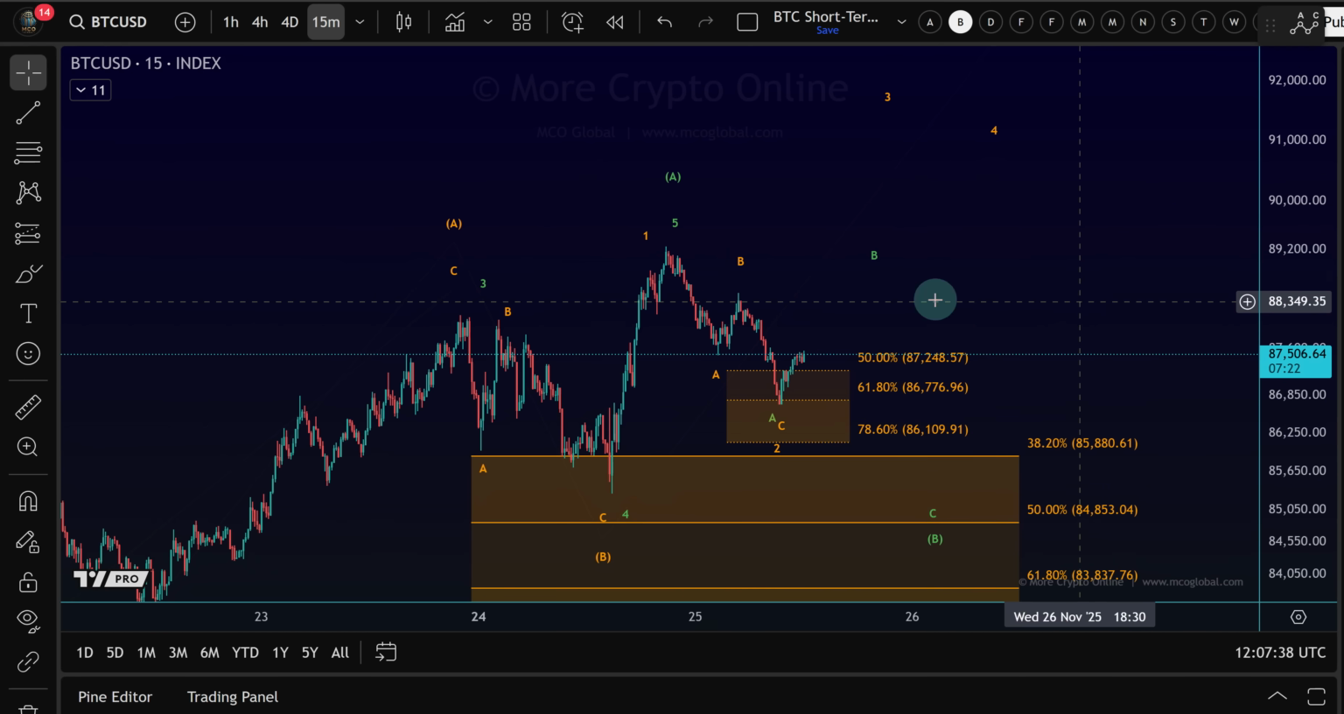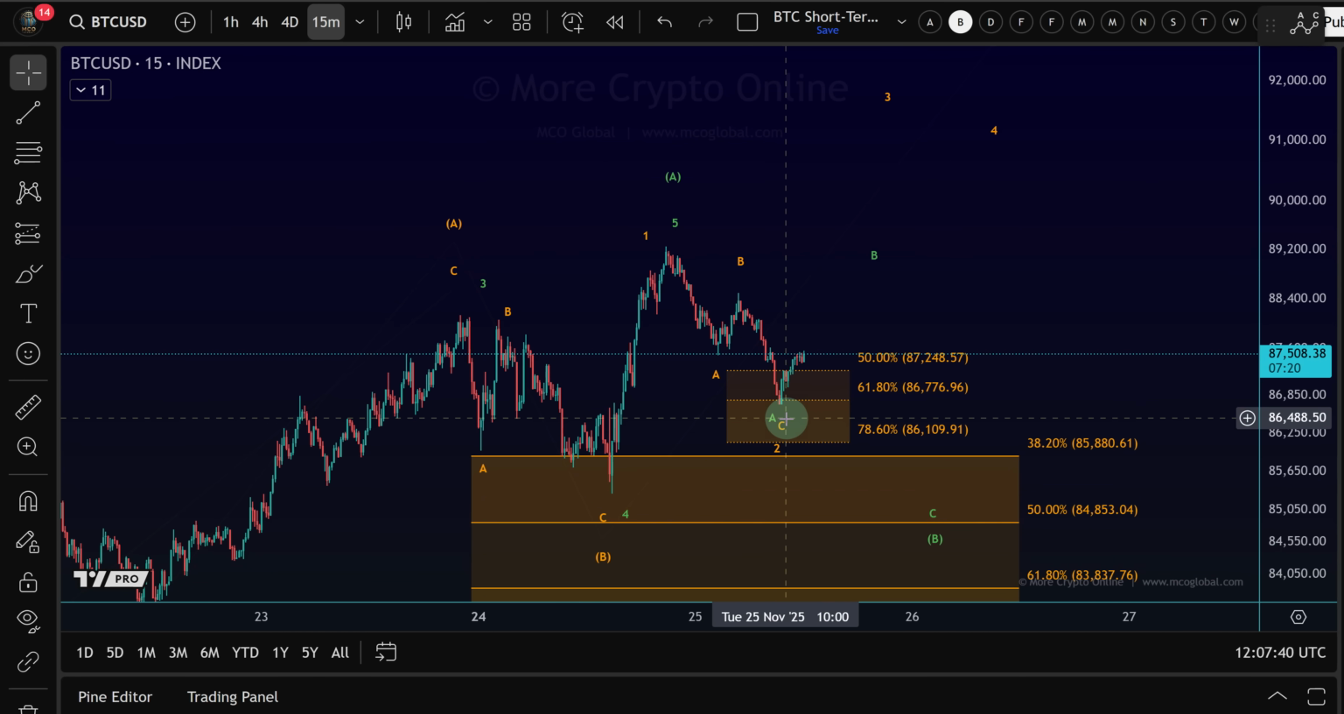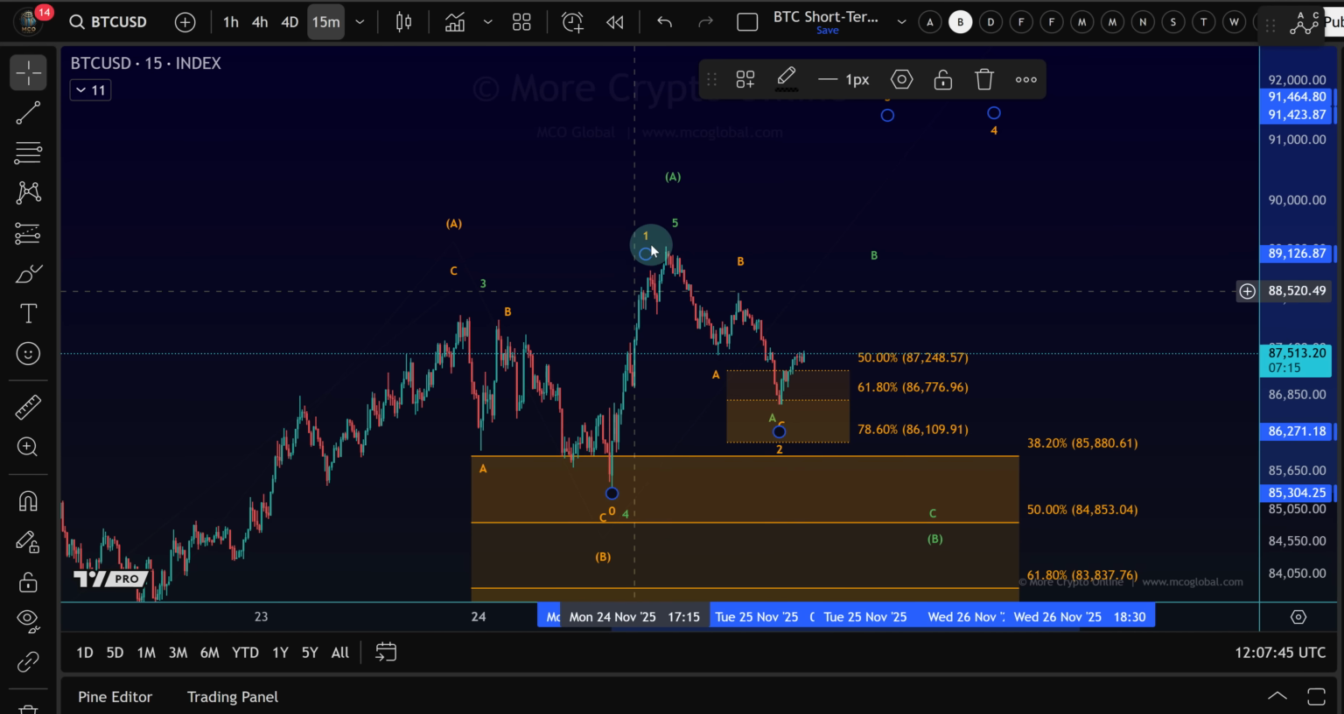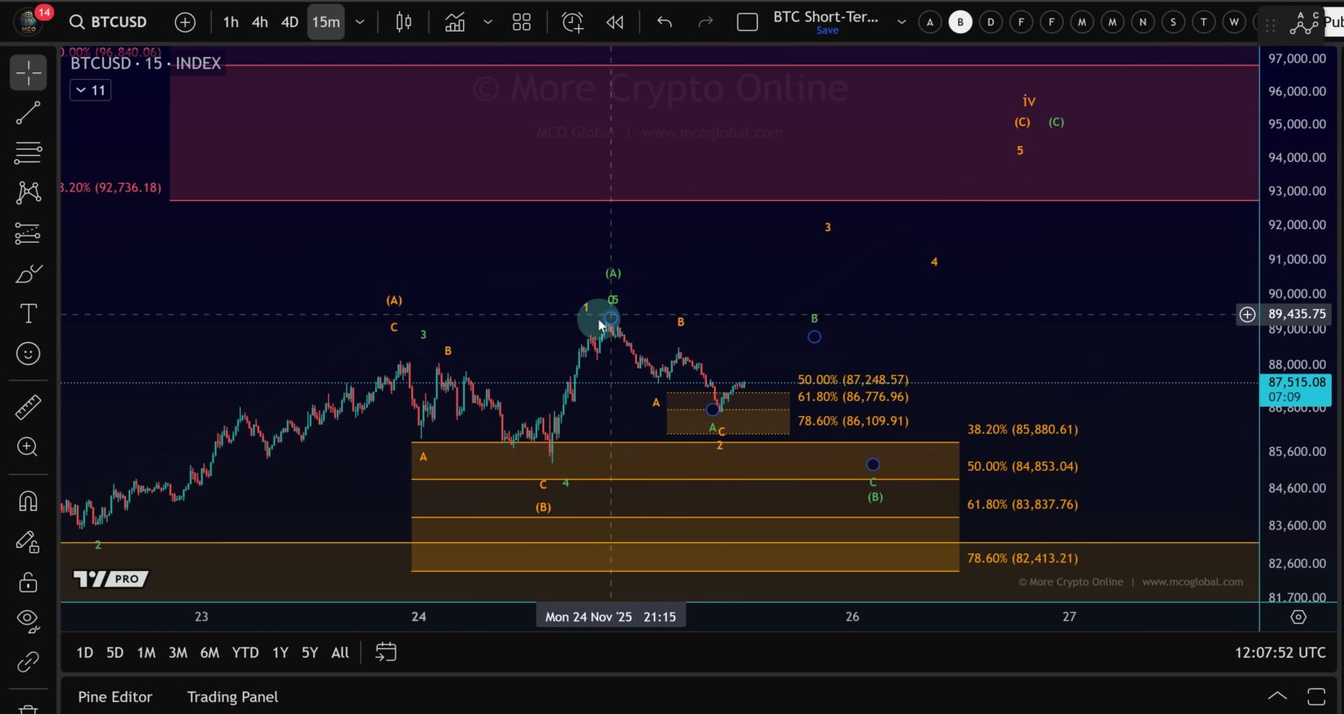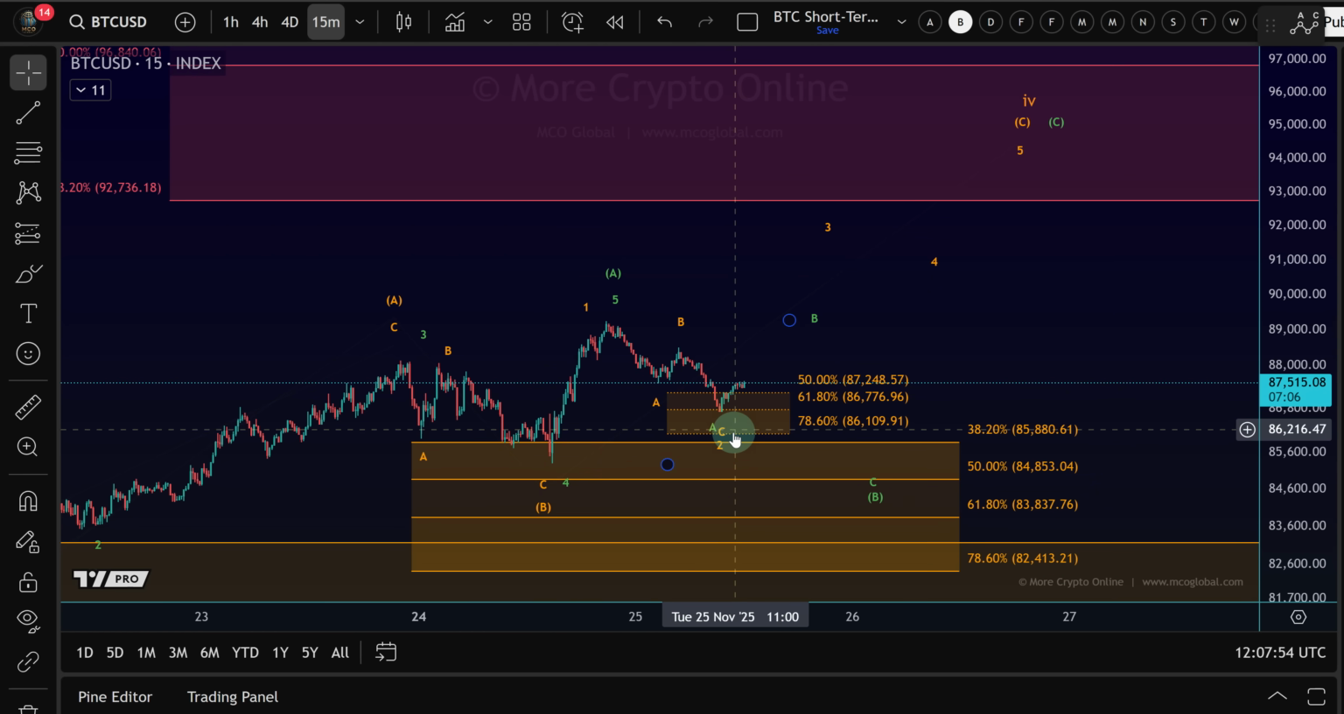So if this is a wave 2, then this here might have been the ABC structure. Yeah, wave 1, wave 2. Again, the wave 1 looks a bit like a 5-wave move. Okay, so that keeps the door open for higher. And the pullback, I think we can agree, looks more like 3 waves.